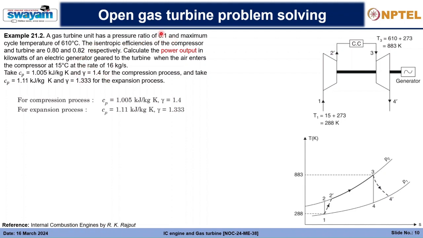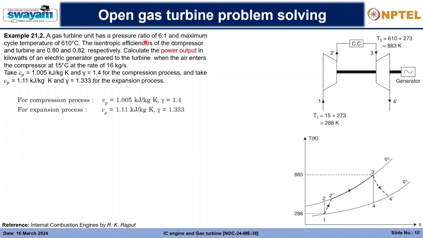If the pressure ratio is given, obviously we do not need anything more. We will see that 288 Kelvin, it is going to 2 dash, it is getting compressed. After that, it is getting heat from the combustion chamber, 2 dash to 3, and 3 to 4 dash, it is expanding, and again it is getting out as exhaust.